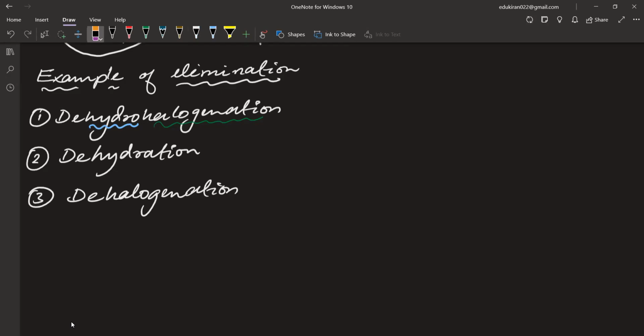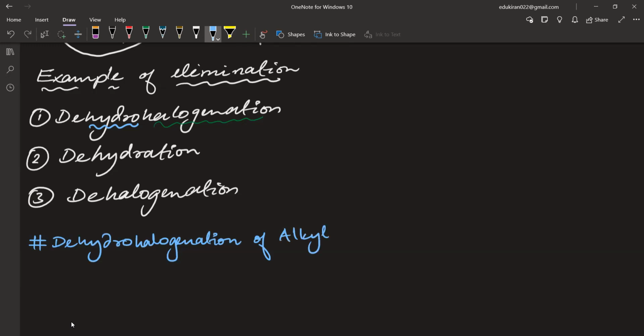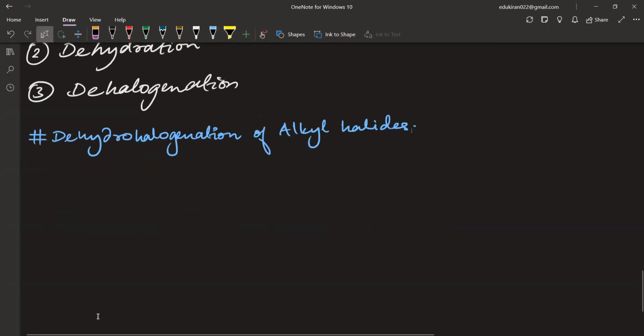So dehydrohalogenation, we will see this in this chapter. Dehydration we will see in the alcohols, phenols, and ether. Write this down and then write the topic. Dehydrohalogenation of alkyl halides. One thing is to be clear: what will be formed? Alkenes will be formed. Okay. Dehydrohalogenation of alkyl halide. Please write.